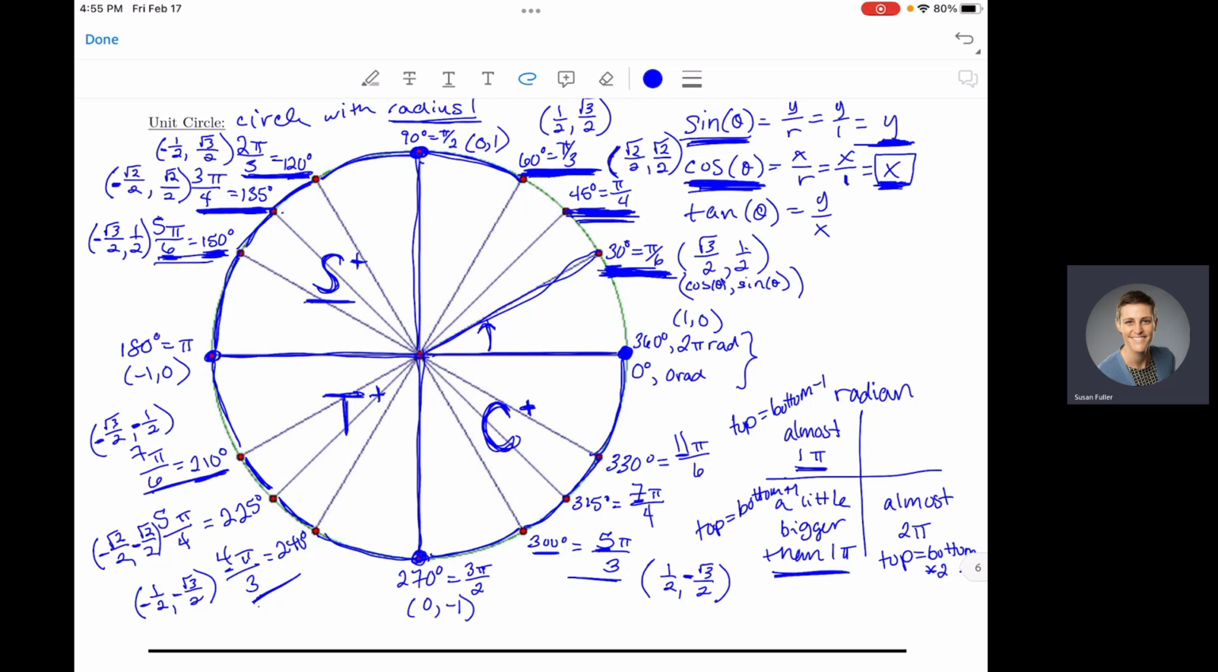At 7 pi over 4, this is going to match my reference angle of pi over 4. So this is going to be root 2 over 2, root 2 over 2. Cosine stays positive, sine goes negative. And here at 11 pi over 6, our ordered pair is going to match our reference angle of pi over 6. So I'm going to have root 3 over 2, 1/2. My cosine will stay positive and my sine goes negative.